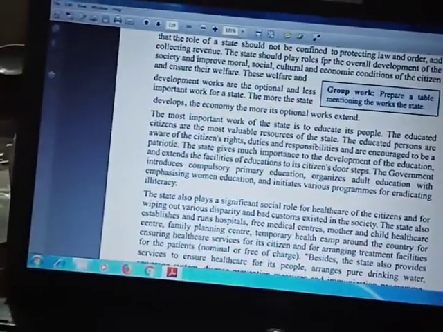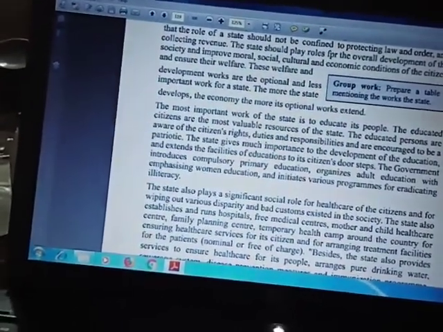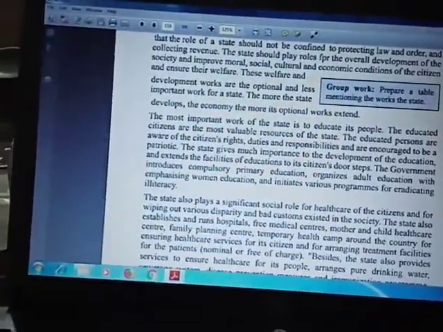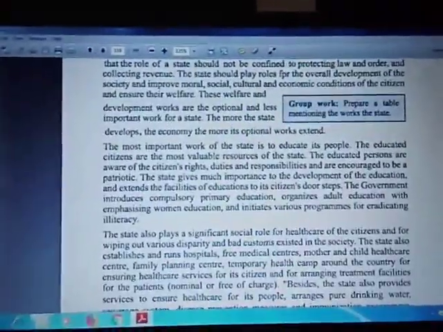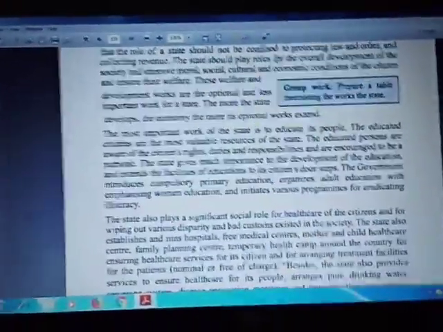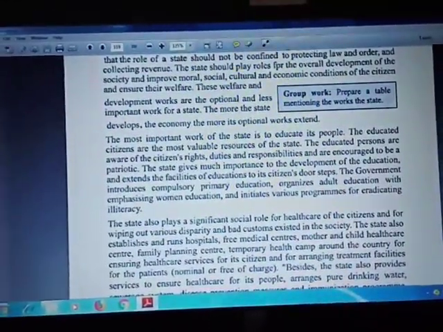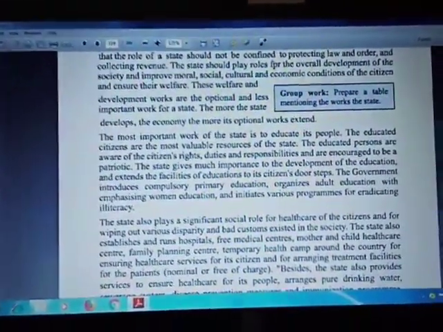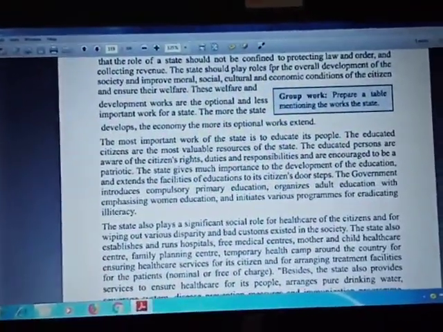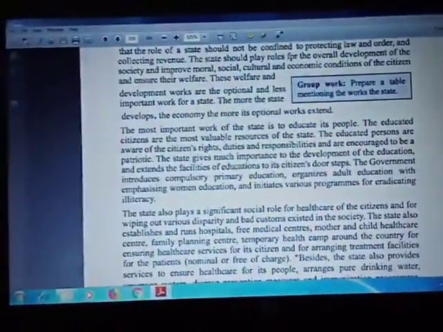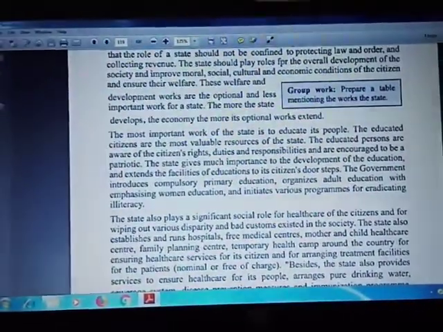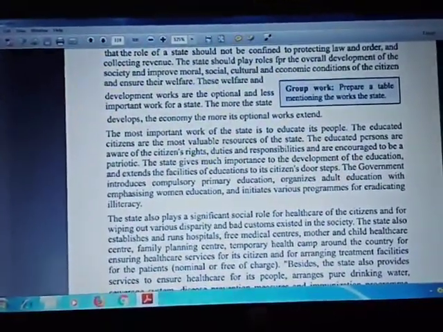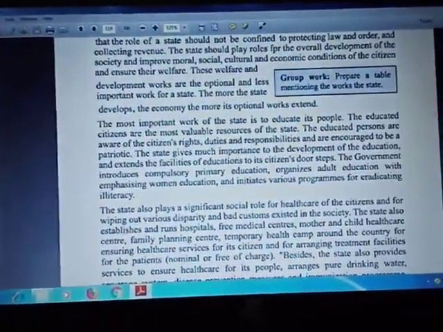The government introduces compulsory primary education for all, organizes adult education. It's a government policy. Compulsory primary education for all. Organizes adult education with emphasizing women education. Some non-government organizations have already taken initiatives and emphasis on adult education and women education, with various programs for eradicating illiteracy.